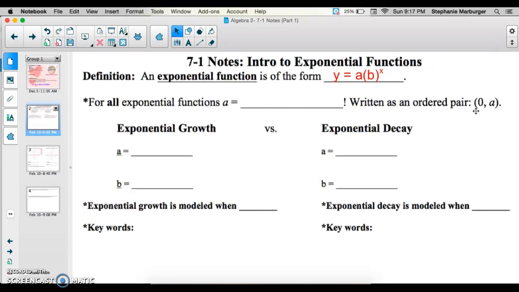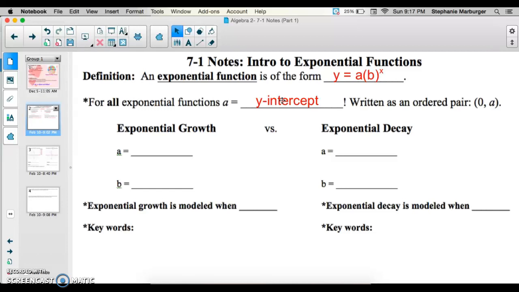So it's important to recognize the base, just like we had seen with rational exponents and things in the last unit. For all exponential functions in that form, a is actually the y-intercept. So moving forward the next few days, whenever we start talking about transformations, it'll be super important and very convenient to have that a value there, because that's kind of a starting point for us.